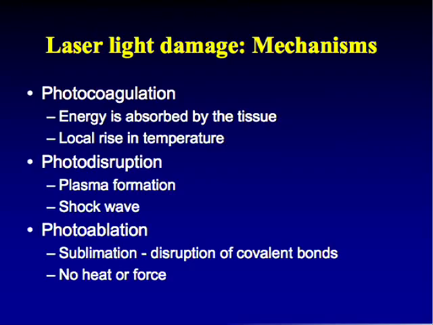So what do you do with that kind of power? Well, you can burn things, you can blow them up, and you can sublimate or dissolve them, basically separate them by sublimation. You burn things with photocoagulation. Energy is absorbed by the tissue, and you get a rise in temperature. You can blow them up with lots of energy, plasma formation and shock wave, or you sublimate by disrupting covalent bonds. Let's look at some examples.